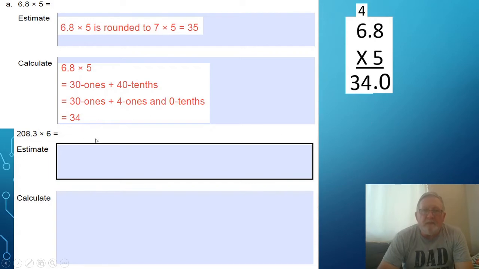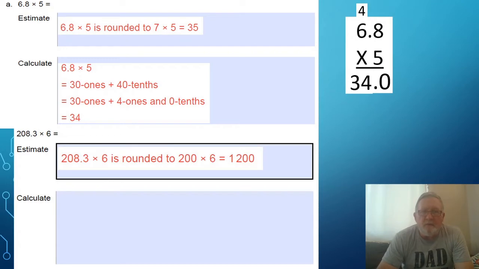Alright, you have this one to do. It's 208 and 3/10 multiplied by 6. Now, that number's quite a lot larger than 6 and 8/10. So when we estimate, I'm happy to round it a little more generously. So if we round to 200 times 6, I know my approximate answer is around 1,200.